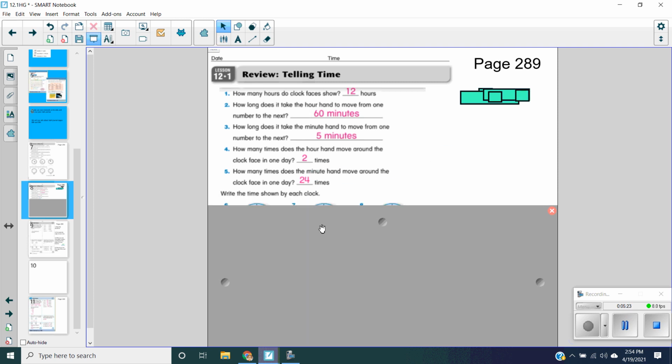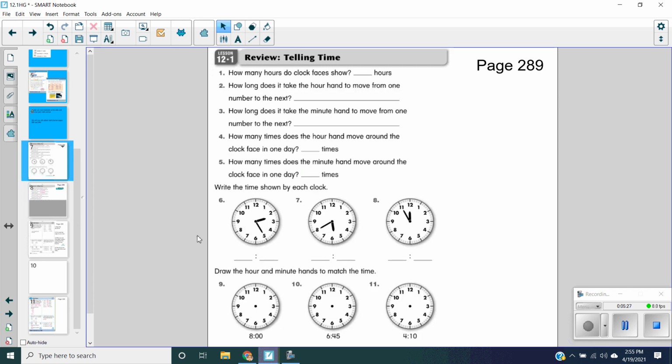For the second part of the page, we need to write the time shown by each clock. So your page looks like this. So for 6, 7, and 8, if you can write down the time that you see. For questions 9, 10, and 11, draw the hour and minute hands to match the time. So press pause and then play when you're ready to check problems 6 through 11.